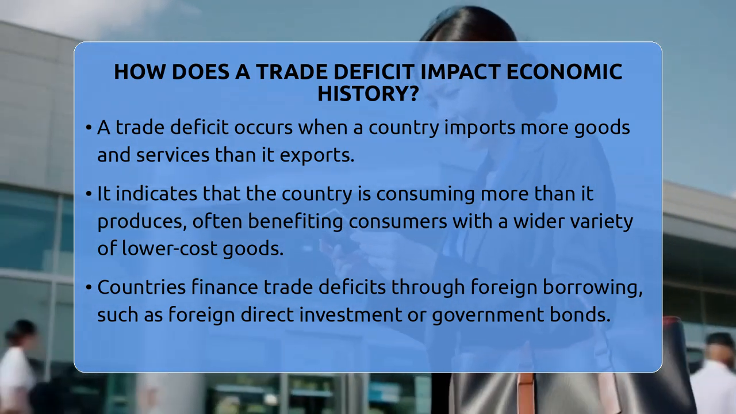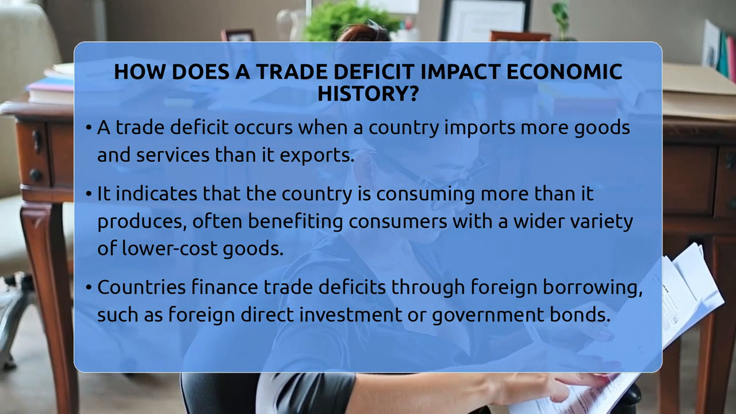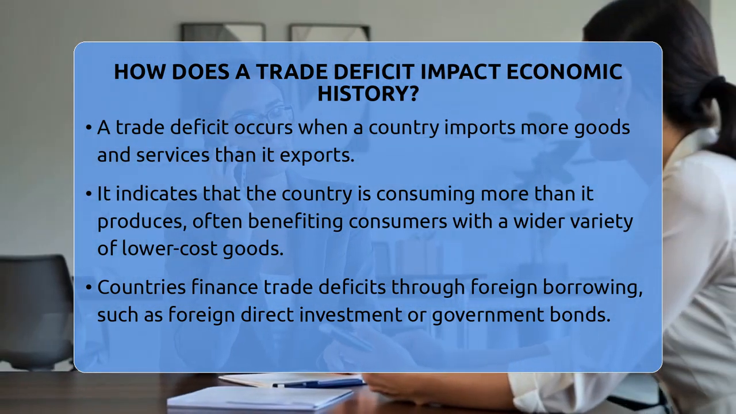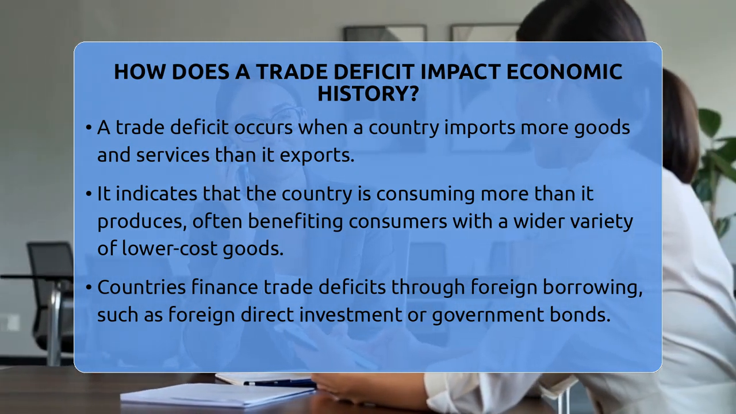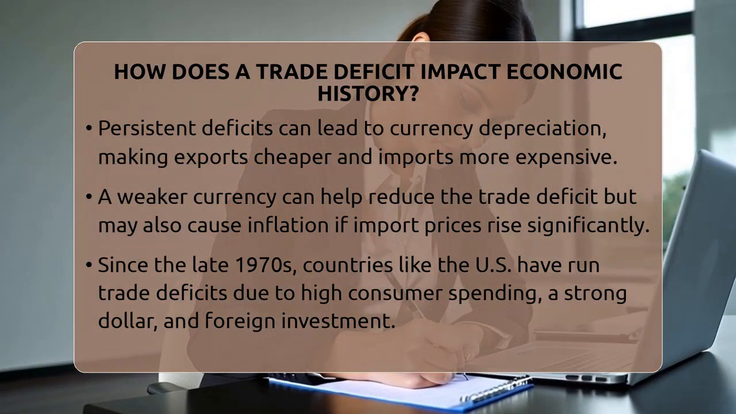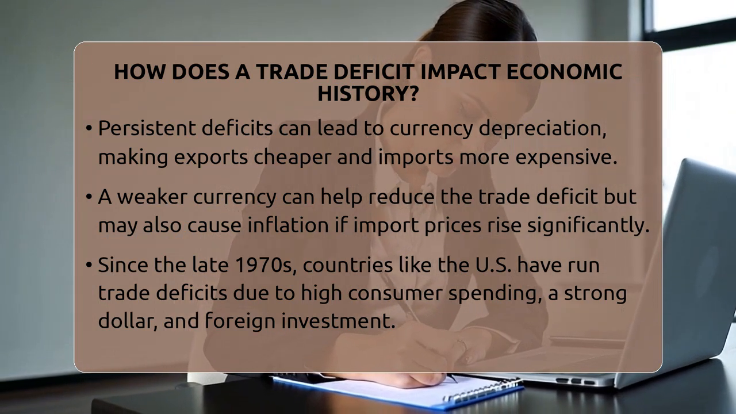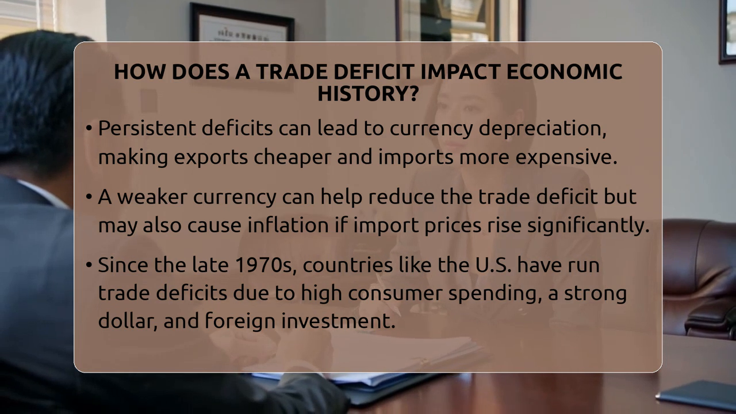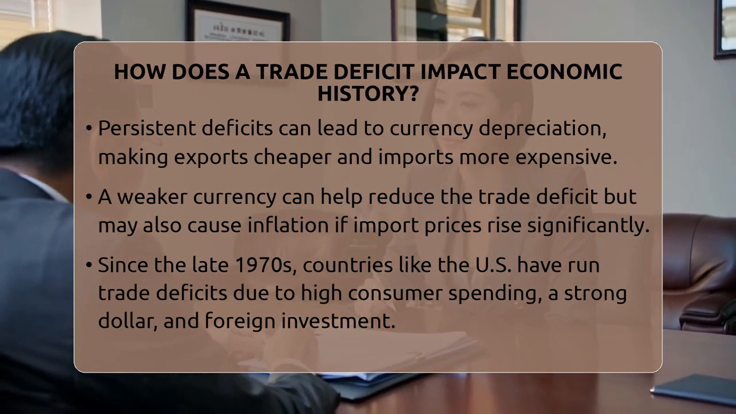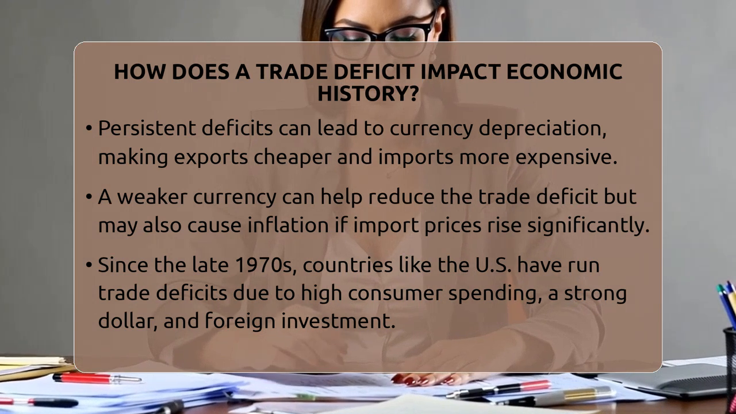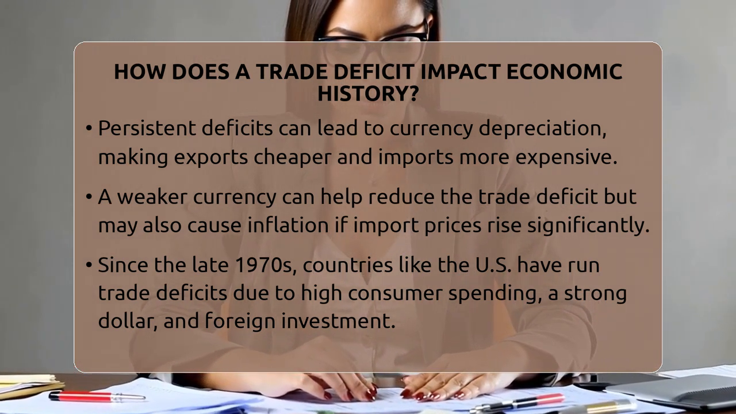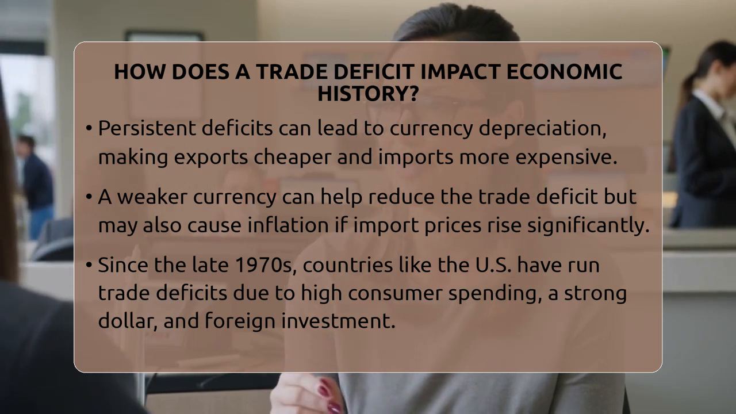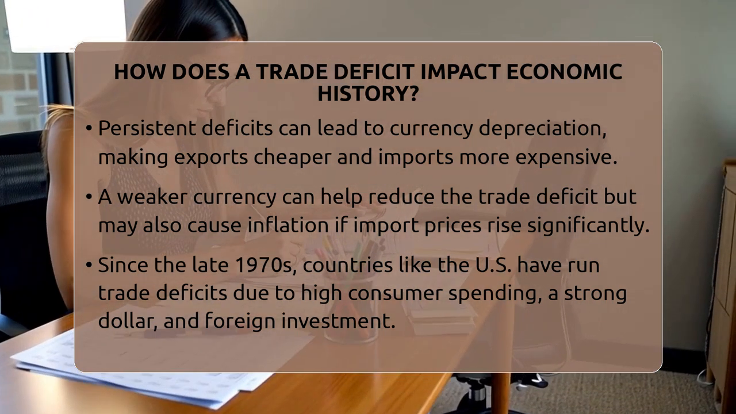When a country has a trade deficit, it means it is consuming more than it produces. This can be good because people get access to a wider variety of goods and services, often at lower prices. For example, if the United States imports many electronics from Asia, consumers benefit from cheaper gadgets. But it also means the country is borrowing from abroad to pay for those imports. This borrowing often comes in the form of foreign investment, like foreign direct investment or buying government bonds.